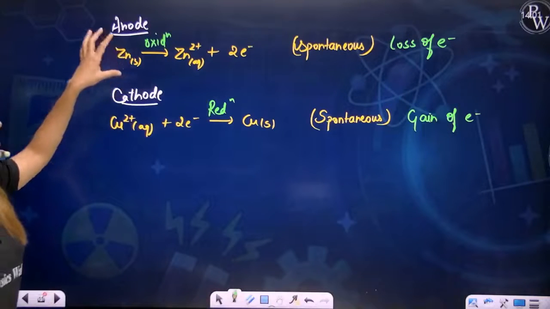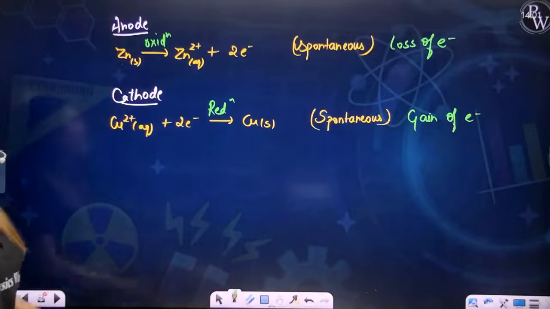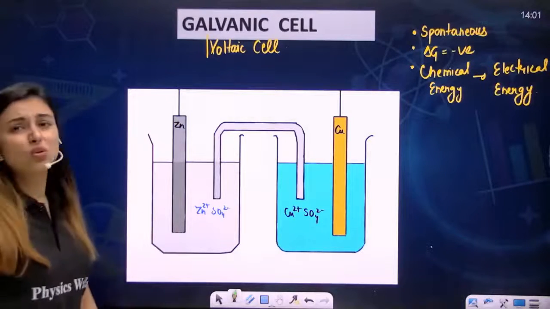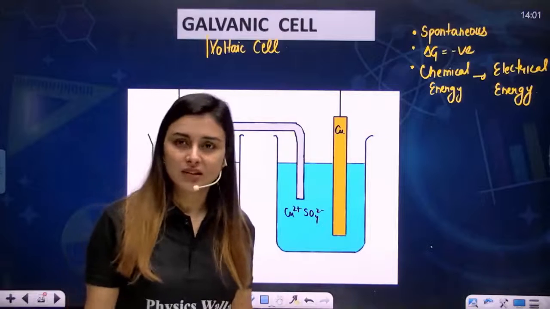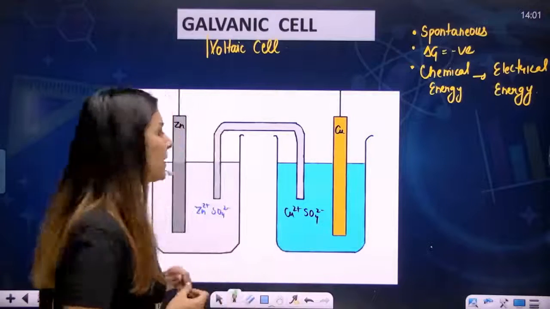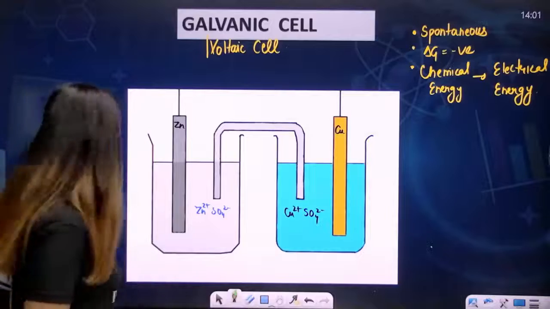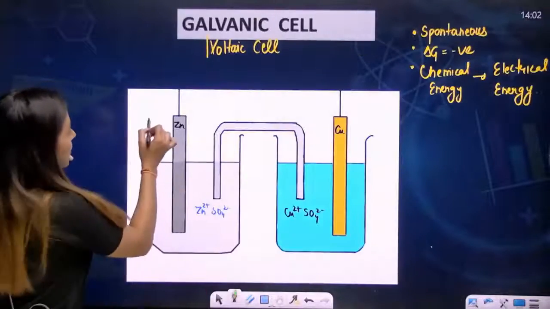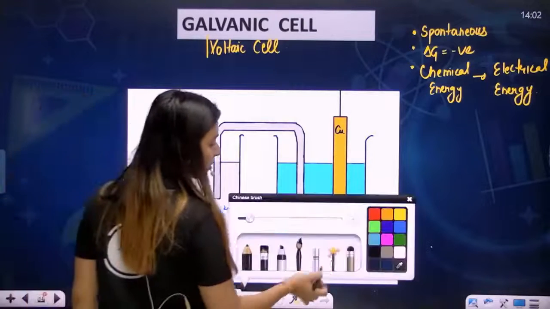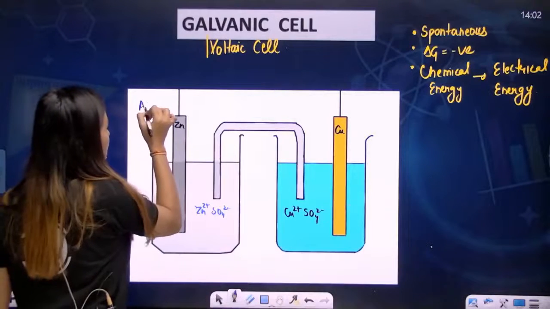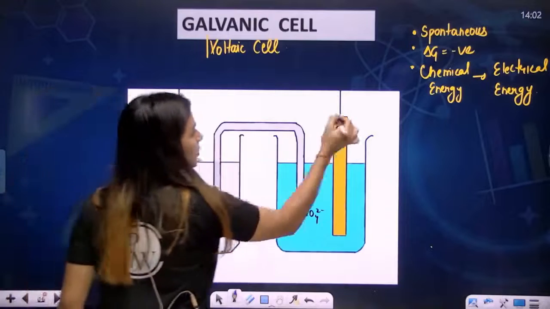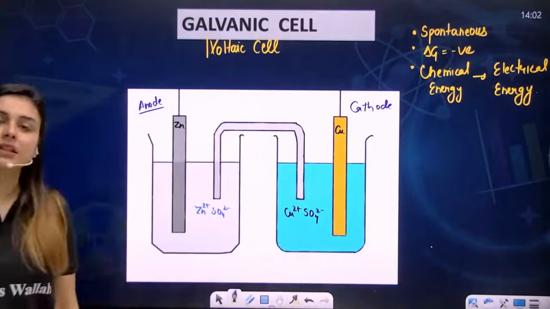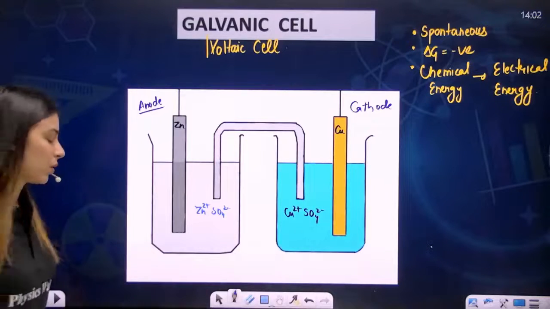The electrode where zinc is present is an anode. You have this electrode, but we don't know the signs till now, so we'll study these as well. What is actually happening? At least I can give you this information: this particular part is my anode and this particular part is my cathode. This is what I have derived till now.